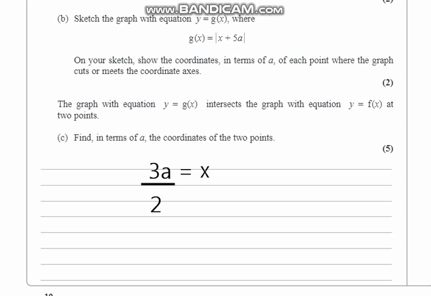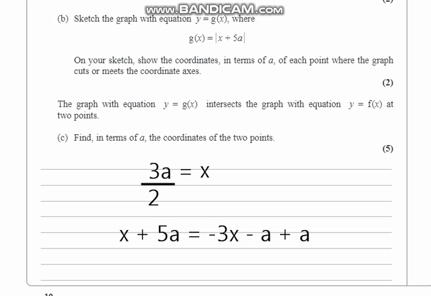Now that's one coordinate x value. They said find in terms of a the coordinates of the 2 points, so I have to find one more x value and 2 y values here. In order to find the other x value, I'll take the modulus value and change its sign. So our f of x was originally 3x plus a, but to find the other x value, I just flipped its sign and put it as negative, so it's minus 3x minus a plus a.